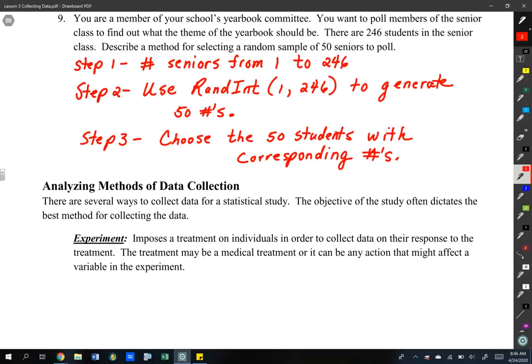Now we're going to look at analyzing methods of data collection. And again, I have all the vocabulary filled in. It's a lot of writing, so I just want you to highlight keywords. There are several ways to collect data for a statistical study. The objective of the study often dictates the best method for collecting data. So an experiment is where we impose a treatment on individuals in order to collect data on their response to the treatment. The treatment may be a medical treatment, or it can be an action that might affect a variable in an experiment. So keywords to remember with an experiment: you're imposing a treatment.